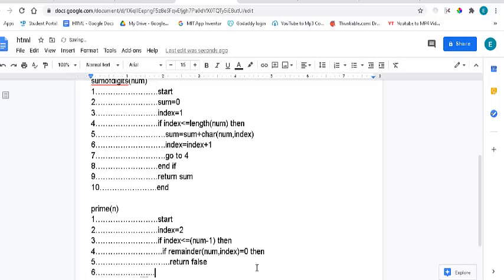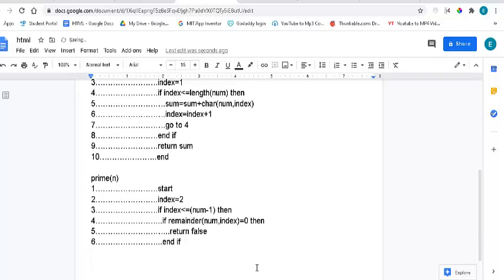And the next thing I'm going to do, I'm going to end this if condition. And now, if this is not true, I'm going to increment index. And then I'm going to go back to the top of the loop, which is line 3. And I'm going to end my loop with end of here.